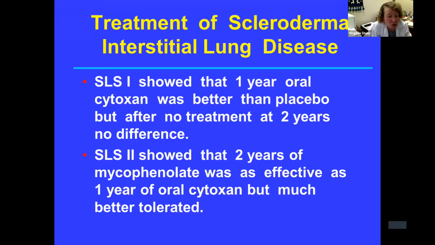Scleroderma Lung Study 2 showed that 2 years of mycophenolate was as effective as the 1 year of the oral Cytoxan, but it was much better tolerated. And so at this point, sort of the standard of care for early progressive interstitial lung disease is mycophenolate.